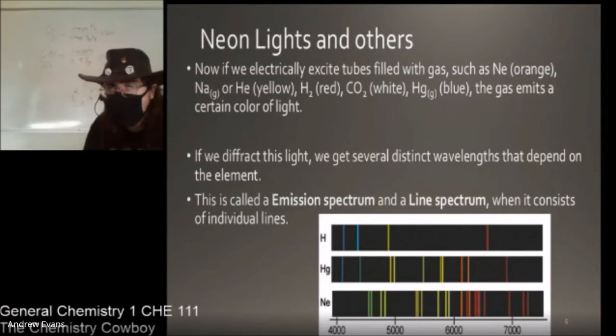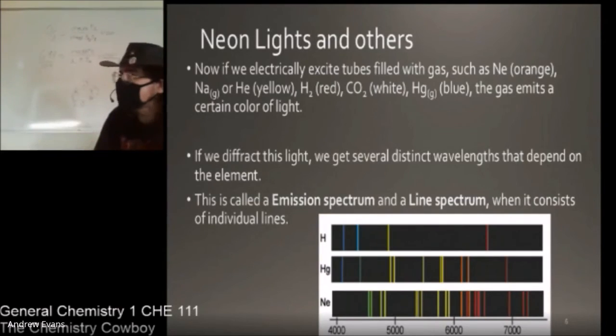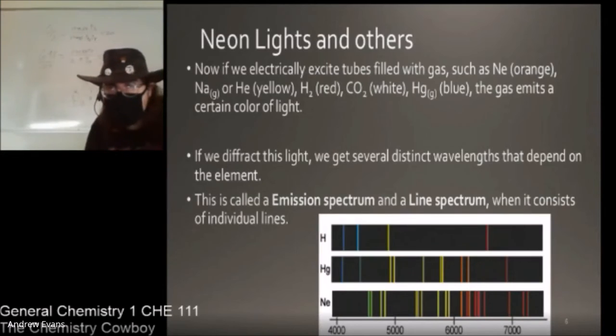But we can also get yellow from helium. If you electrically excite hydrogen, we get a nice red light. Carbon dioxide can give you white. Mercury vapors can give you blue. Each gas will emit a different colored light, and we'll play around with these in lab.